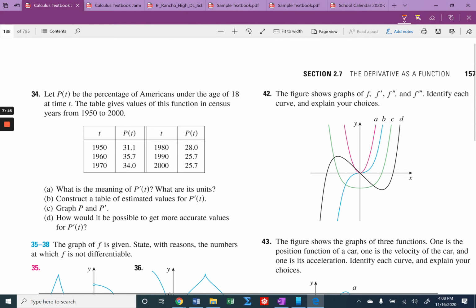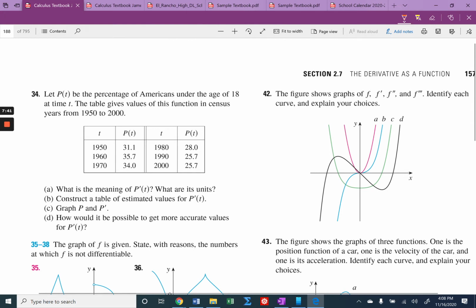Anyways, it says, what is the meaning of P prime of t and what are its units? Well, since it's a derivative in context, meaning in a particular problem, you do not, I repeat, do not say it's the slope of the tangent line. That's graphical, and we want contextual. We want to know what it means in the context of P of t being the percentage of Americans under the age of 18.